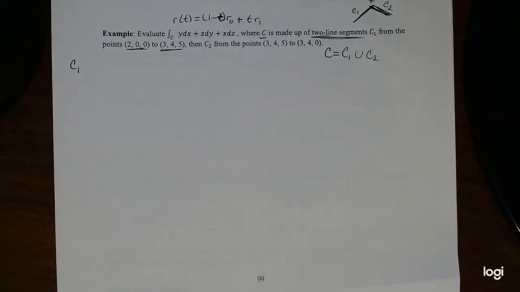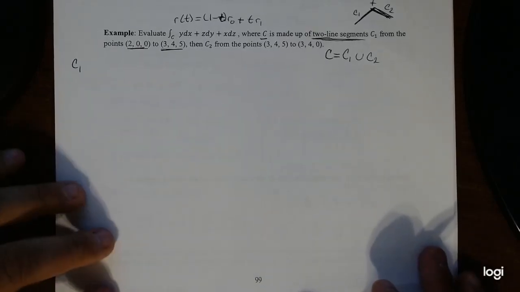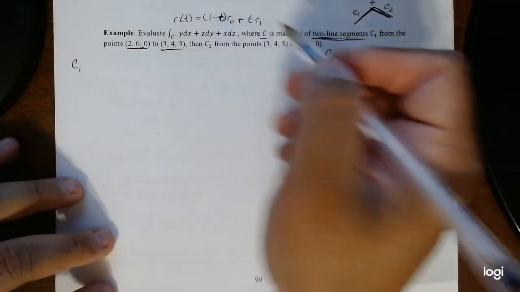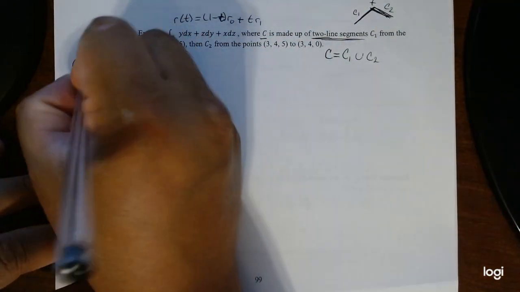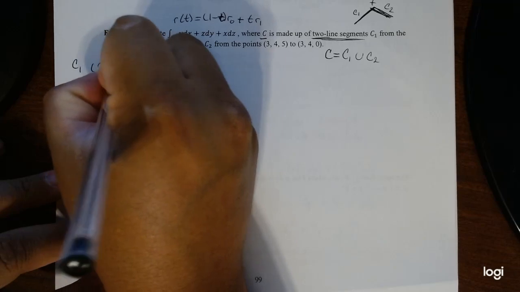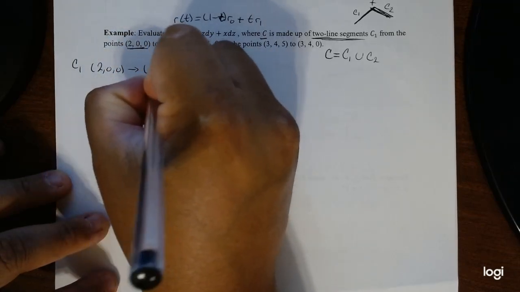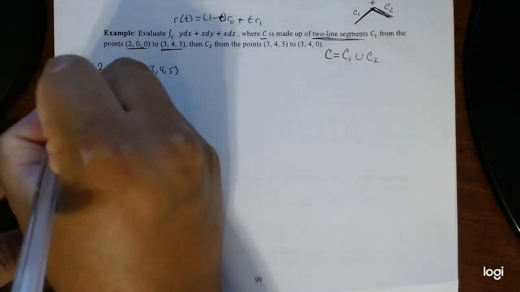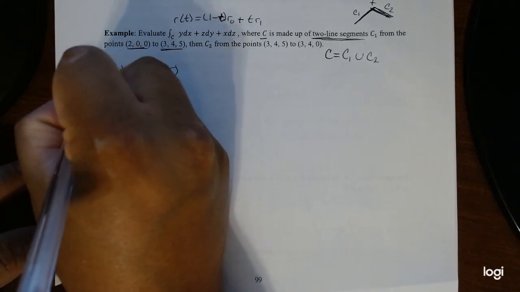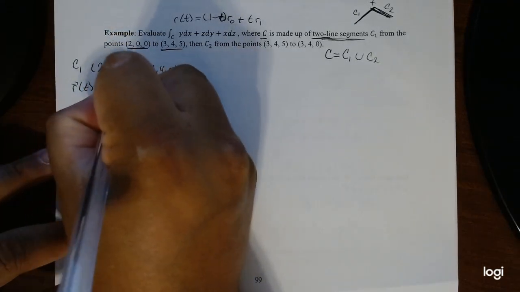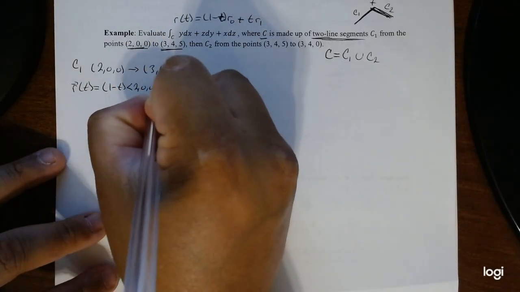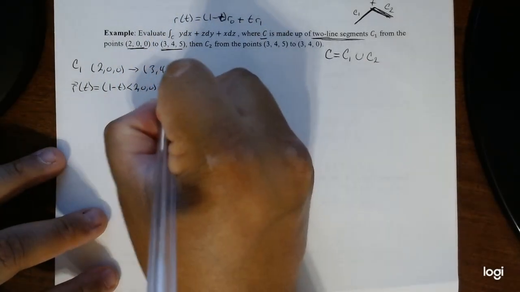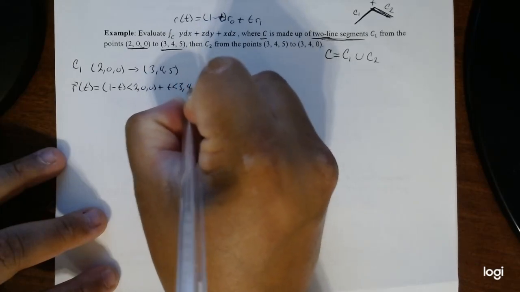Right, there's our vector. And it's in 3 dimensions, we're just going to add, right? So vectors could be in 2 and 3, so we're just going to add it there. So first curve is going from 2, 0, 0 to 3, 4, 5. So our vector, with respect to t, is going to be 1 minus t times our vector of 2, 0, 0, plus t times the vector 3, 4, 5.